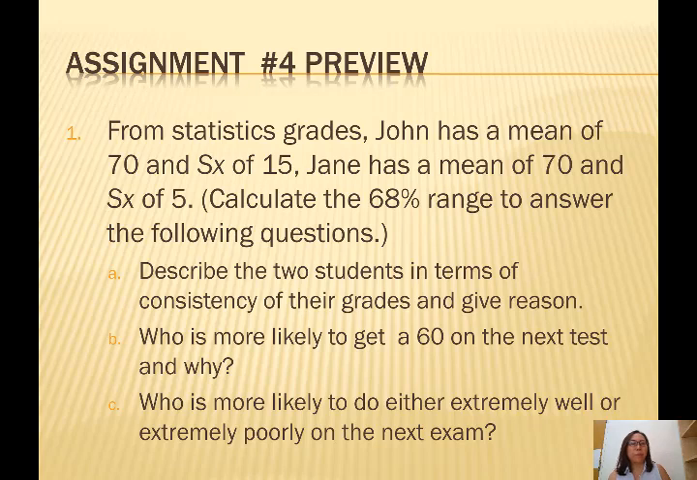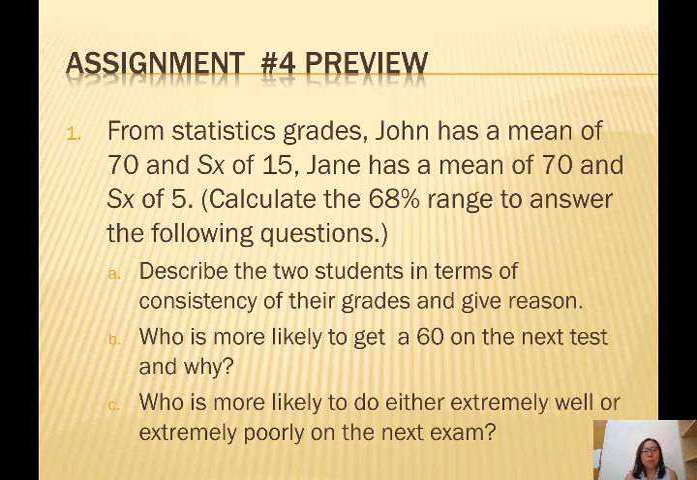Assignment 4, preview. In question 1, it says, from statistics grades, John has a mean of 70 with a standard deviation of 15. Jane has a mean of 70 and standard deviation of 5. It says to calculate the 68% range to answer the following questions.